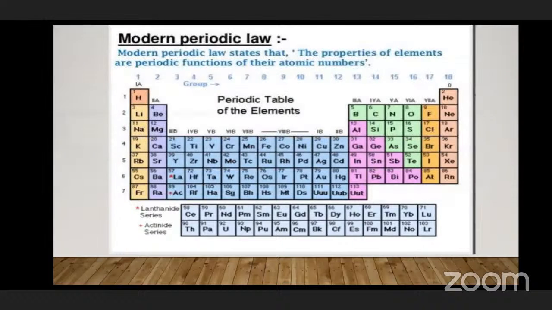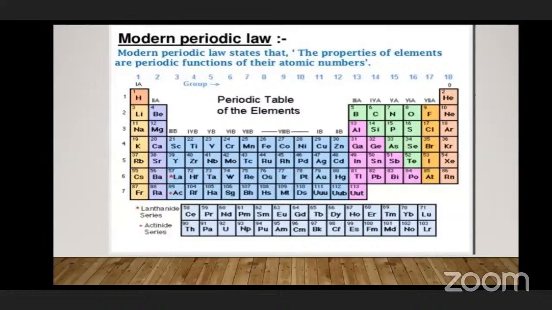The second A group is called alkaline earth metals. The third A group, shown in green, starts with boron, so it is called the boron family. The fourth A group is called the carbon family. Nitrogen is the nitrogen family, otherwise we can call them pnictogens. The sixth A group, the oxygen family, is called chalcogens. The seventh A group is called halogens. And the last group, the zero group or 18th group, is called noble gases, inert gases, or rare gases.